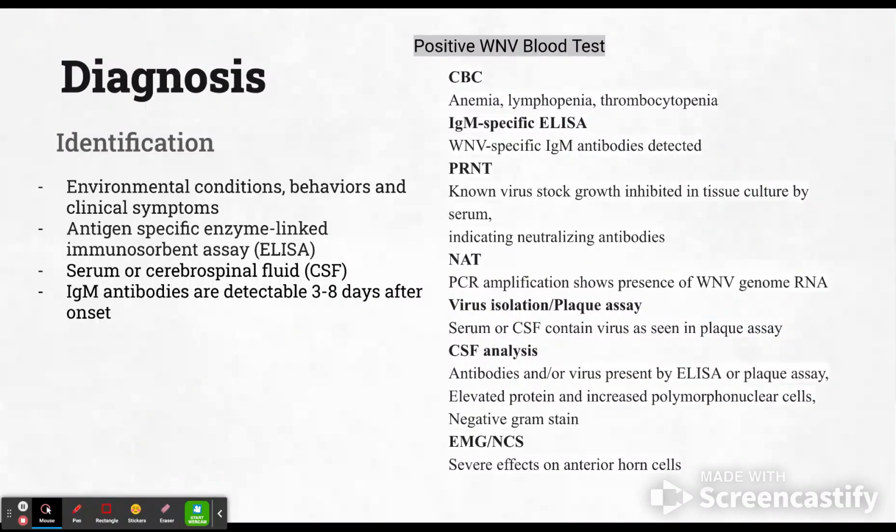So when it comes to diagnosis, a lot of times you'll come in and they'll ask you where you've been, so your environmental conditions, behaviors, and then what you're presenting with. To specifically diagnose West Nile virus, an antigen-specific enzyme-linked immunosorbent assay will be done, which will test for the IgM antibodies to the West Nile virus. And then on the right it shows a positive West Nile virus blood test and what those results would look like for a person that does have West Nile virus.